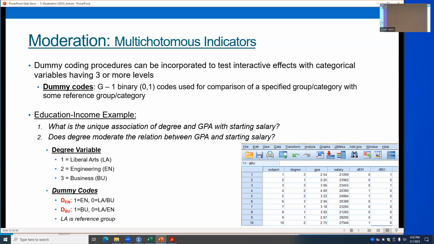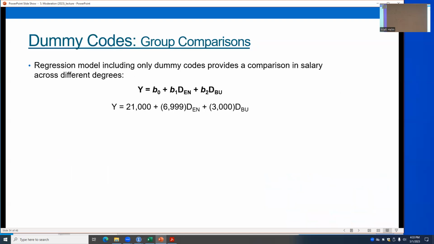And so here you can see the degree variable. And what I've done is sort it the same way I did before. Anybody who has an engineering degree gets a value of 1, everybody else gets 0s. Here, anybody with a business degree gets 1, everybody else gets 0s. Okay. And so in the degree category, anybody who has a 1 there is liberal arts? Yep, so if you see anybody who's got 0, 0, that's your reference group. And this starts to become important when we get into this next slide, okay?